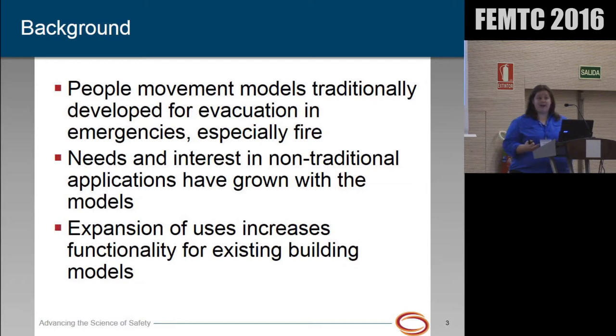The benefit of that is, of course, that we can leverage these models in some cases that have already been built for egress for other purposes and get additional use out of the model, additional value to the client, and provide a lot of good feedback for them on their normal operations or special conditions.